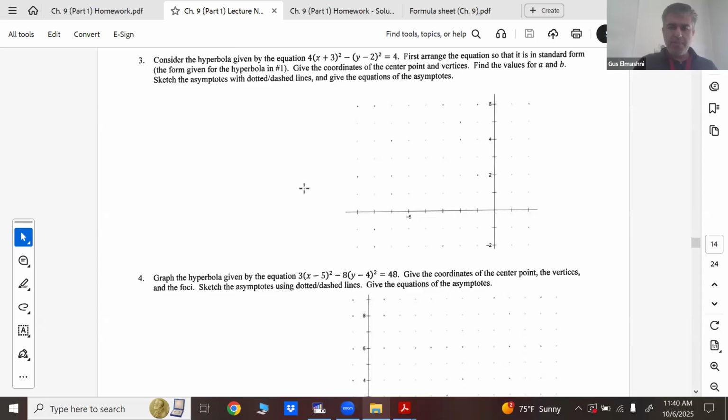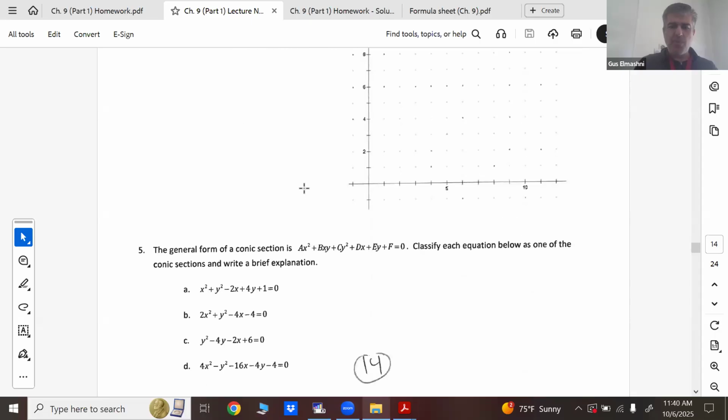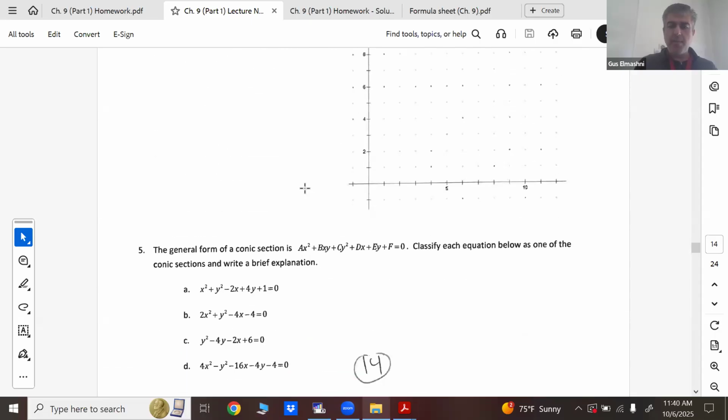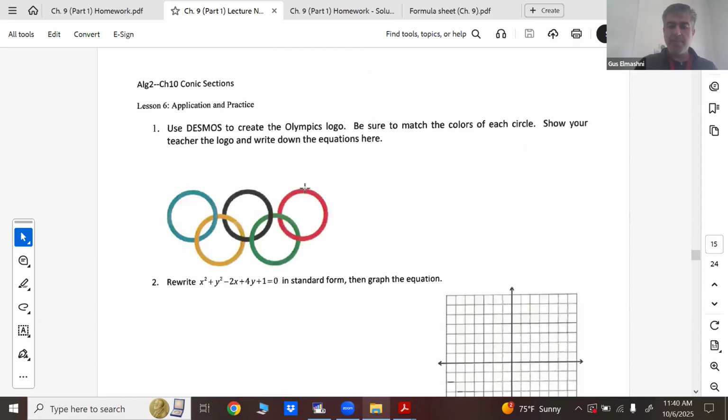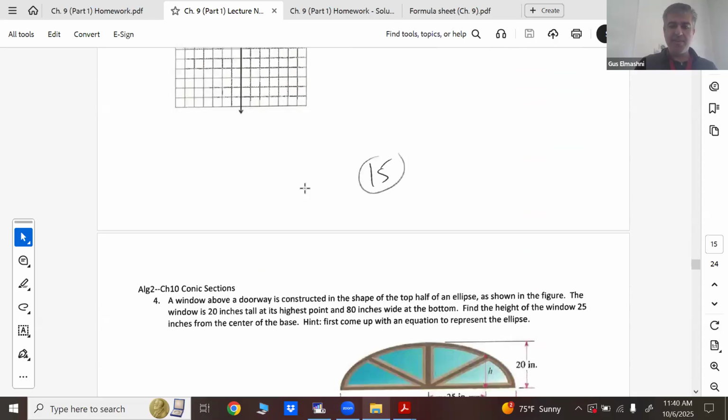Let's actually jump to number 4 because I want to find the foci. 3 and 4 are kind of similar. Let's do 4. And I'm going to talk about 5 briefly, and then we'll get crazy. We'll do some crazy stuff because crazy is good.